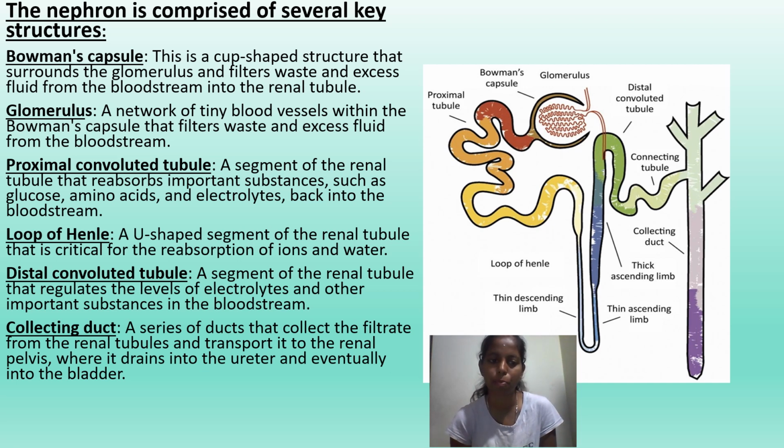Next, distal convoluted tubule, a segment of the renal tubule that regulates the levels of electrolytes and other important substances in the bloodstream. Next, collecting duct, a series of ducts that collect the filtrate from the renal tubules and transport it into the renal pelvis, where it drains into the ureter and eventually into the bladder.